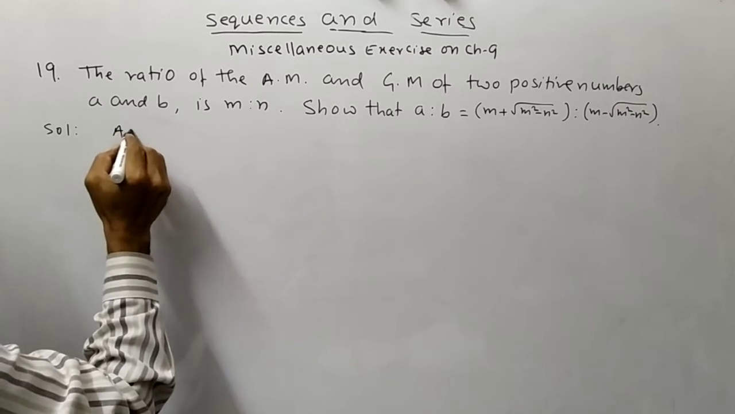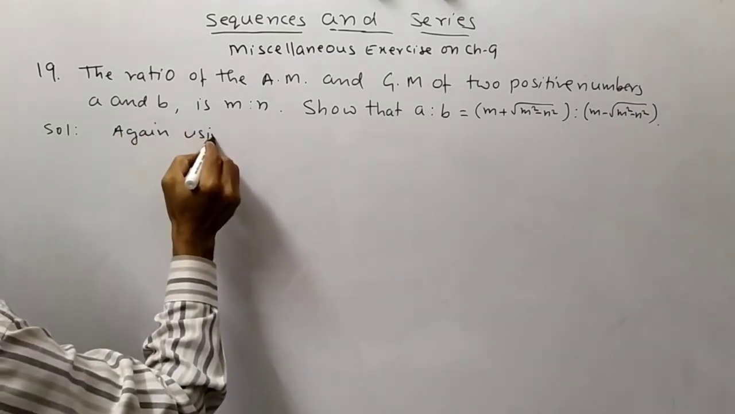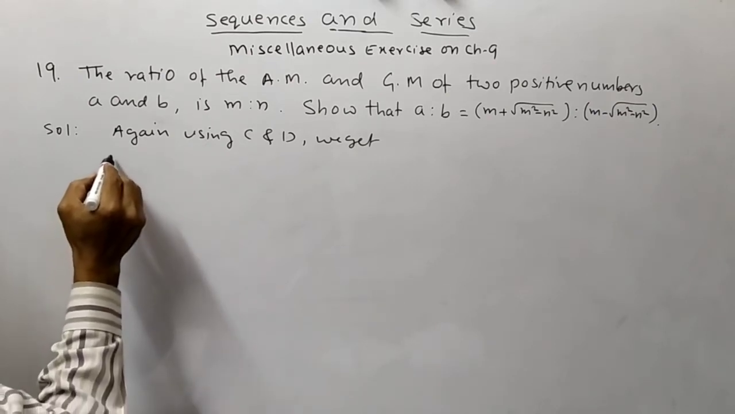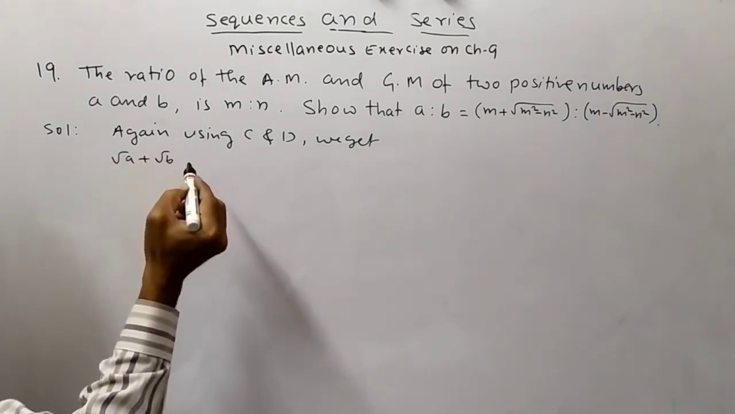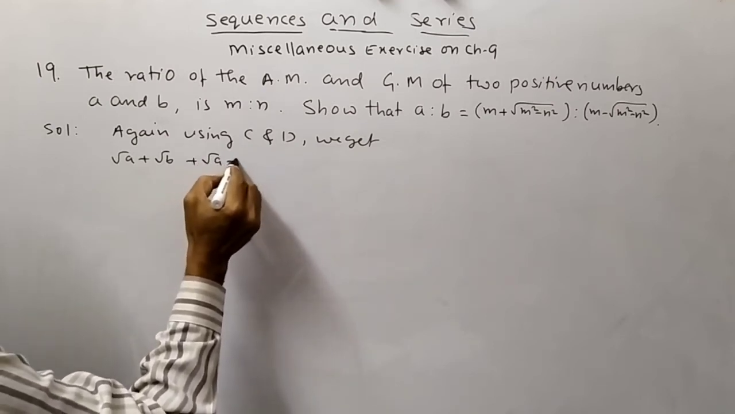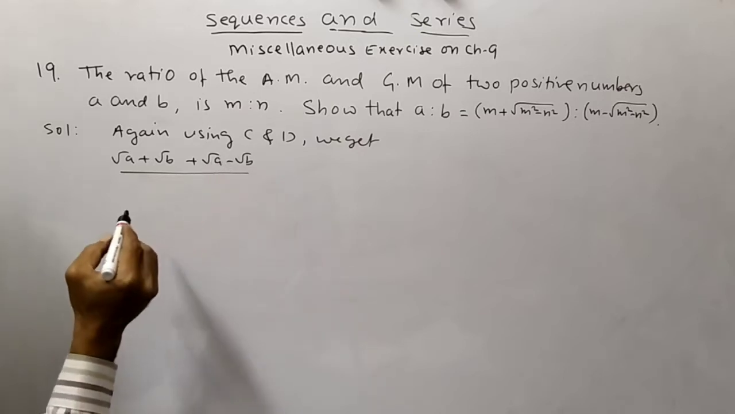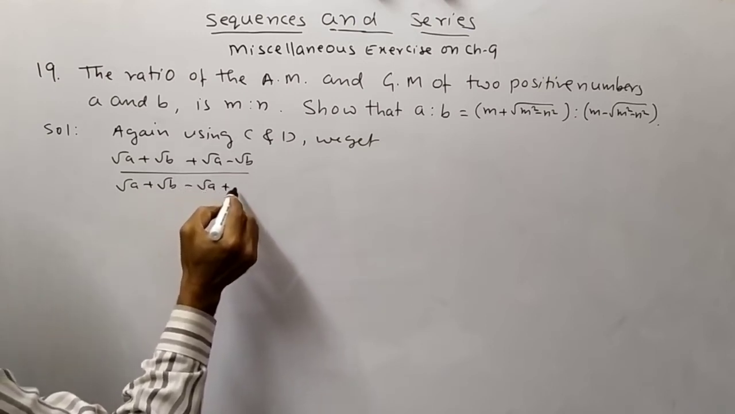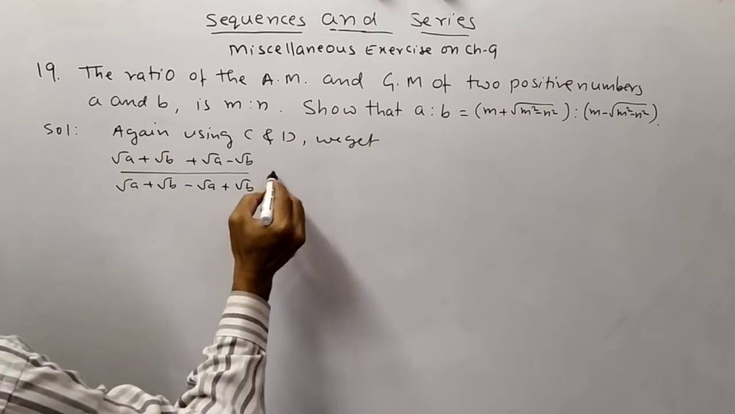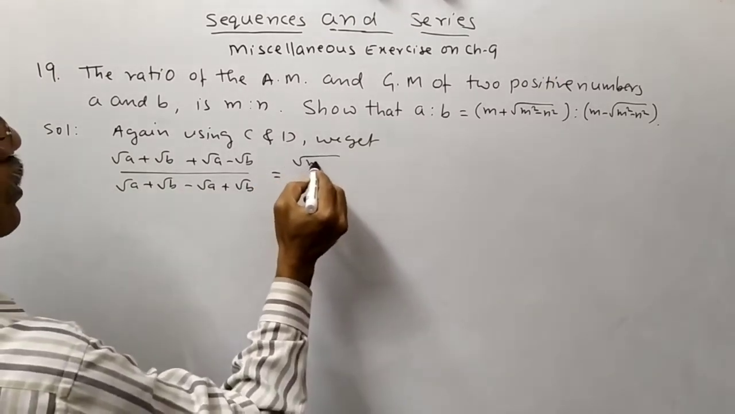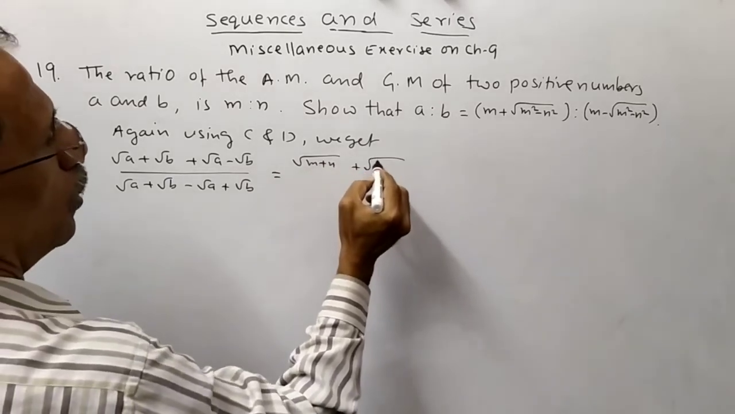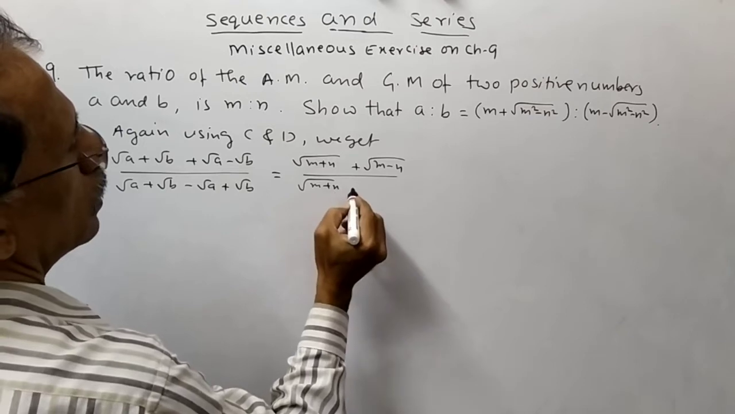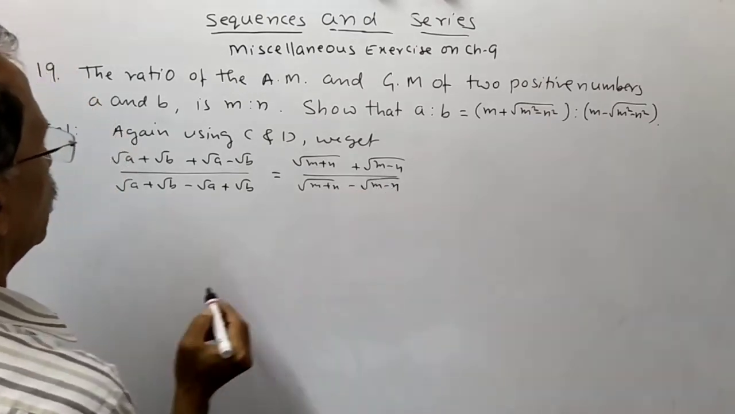Again, using componendo and dividendo, we get (square root of a plus square root of b plus square root of a minus square root of b) whole divided by (square root of a plus square root of b minus square root of a plus square root of b) is equal to (square root of m plus n plus square root of m minus n) divided by (square root of m plus n minus square root of m minus n).